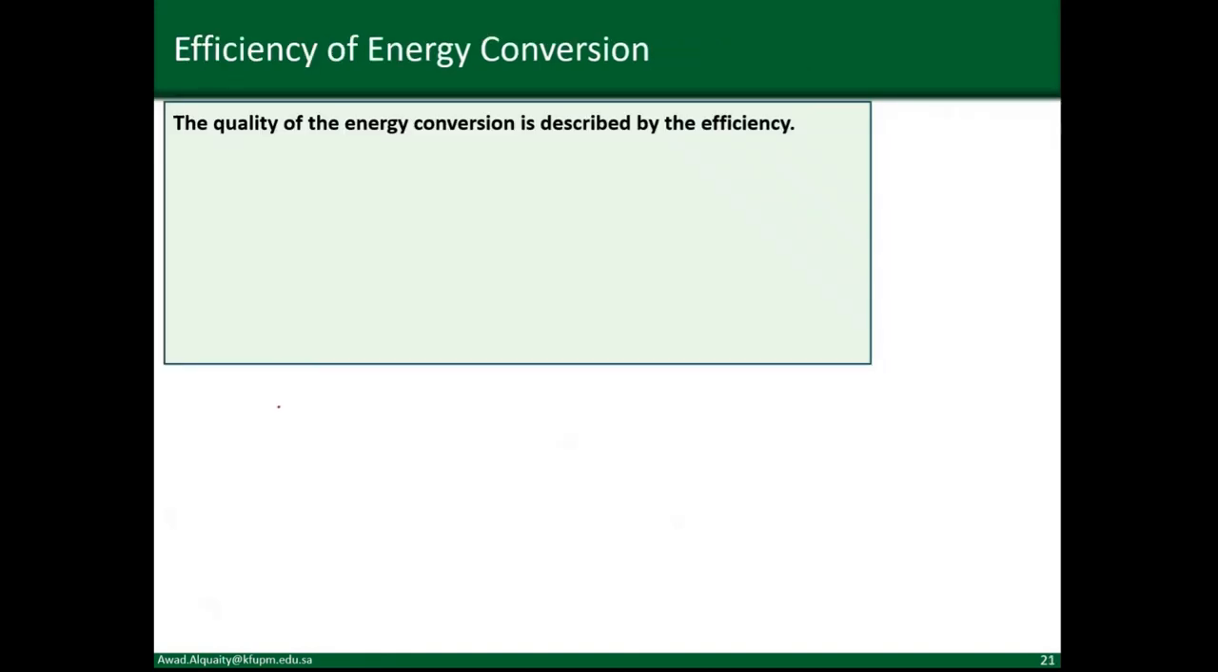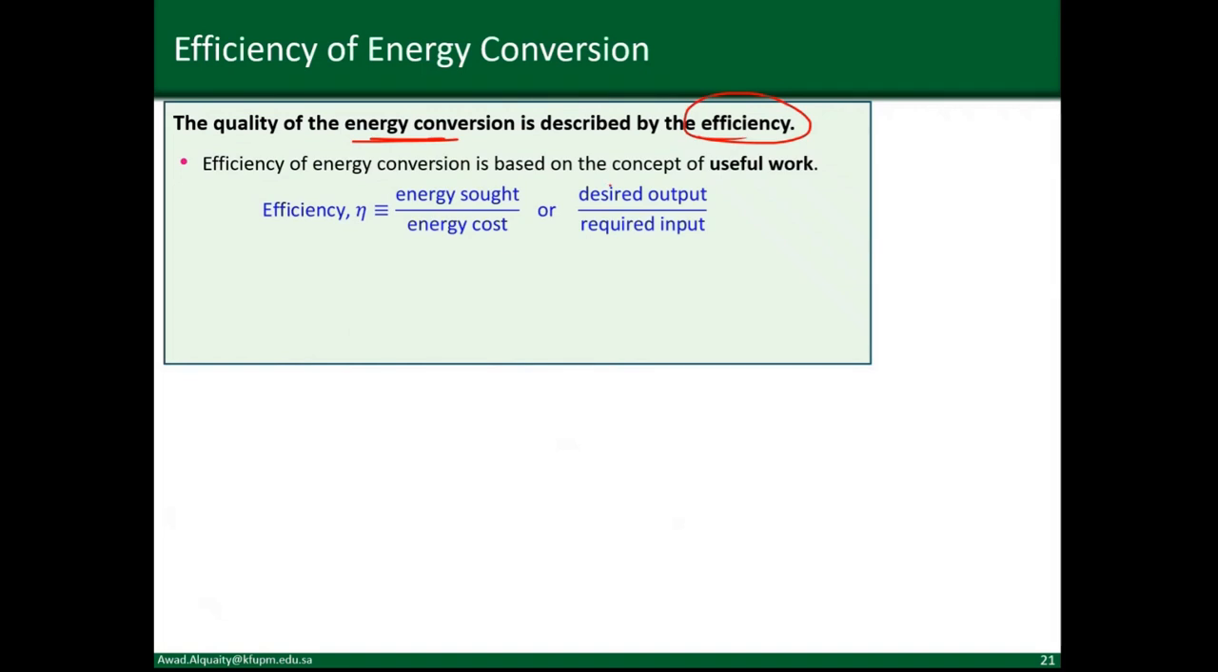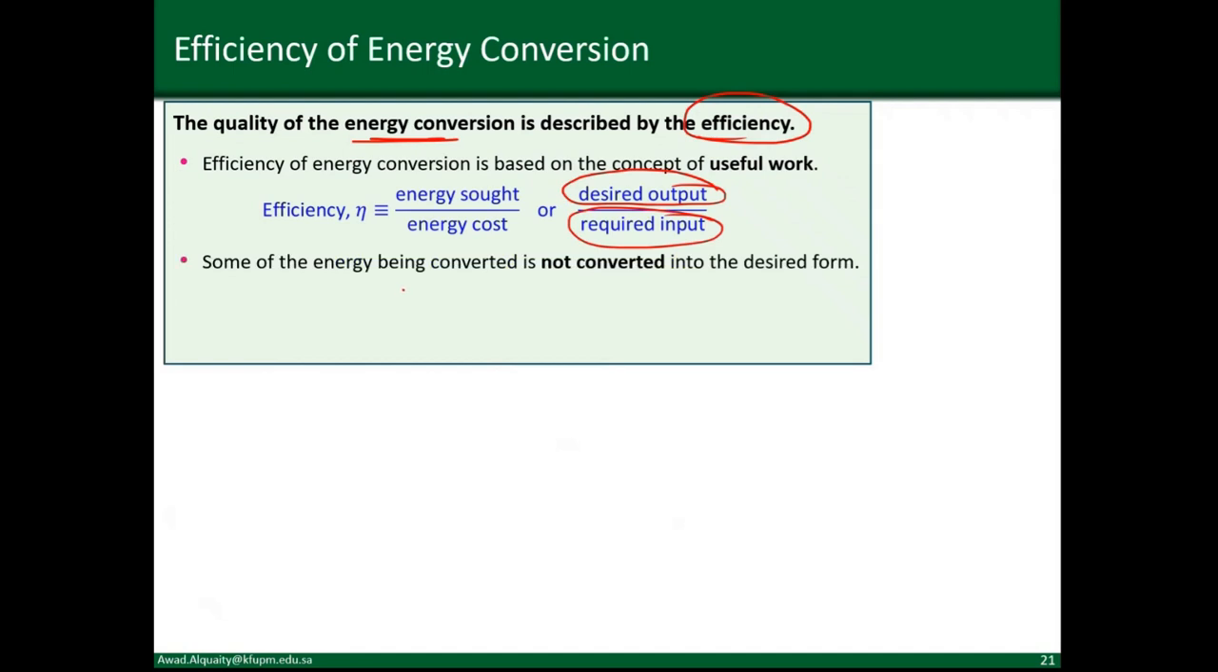Now, when we talk about the quality of energy conversion, we use efficiency to describe the quality of energy conversion. And obviously, you want the efficiency to be as high as possible. Efficiency is defined as the ratio of the desired output, or the ultimate useful output that you need, divided by the required input. Okay, and so you would want to pick a device which is as efficient as possible simply because you would want to minimize input, right? And get the same exact output.